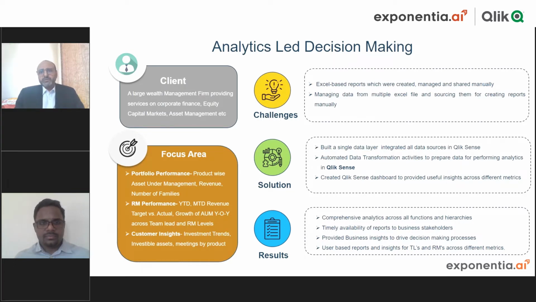So let's take some examples of how some of our clients have benefited by using Qlik for taming this data deluge and making it work to their advantage. So first one I want to talk about is a very large asset management company, among the top 10 asset management companies in the country, rated AAA, and having interest and services in equity, capital markets, and asset management.